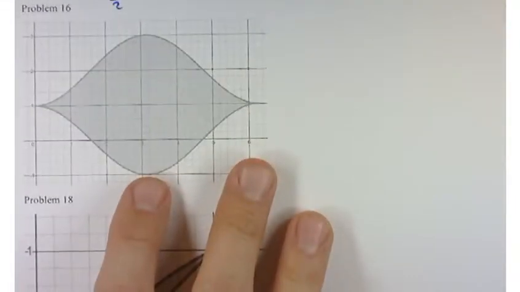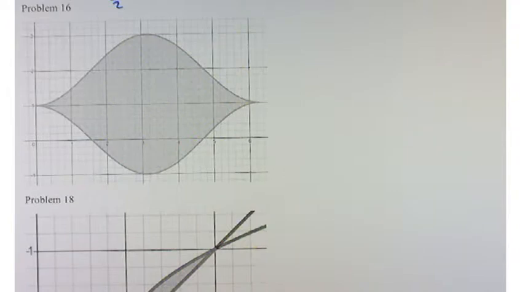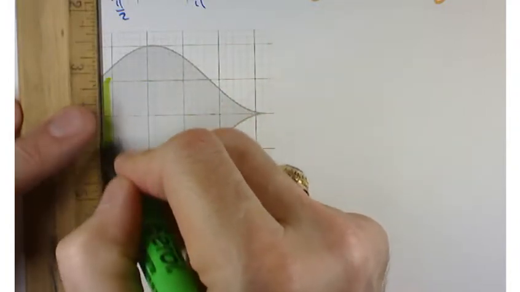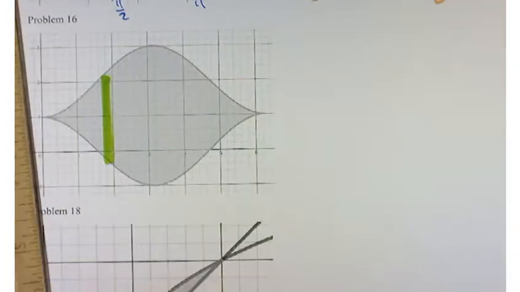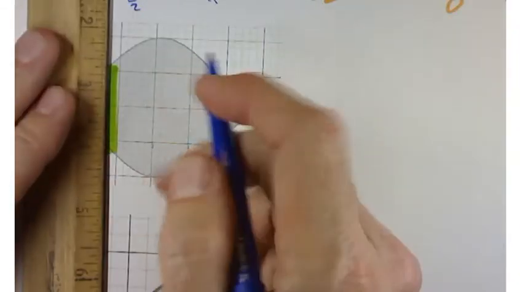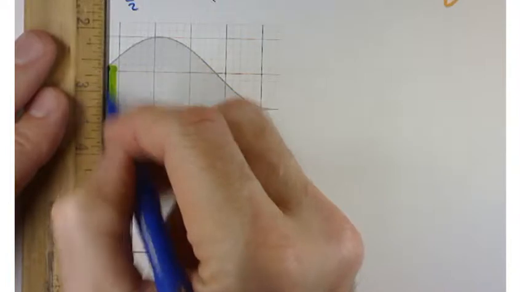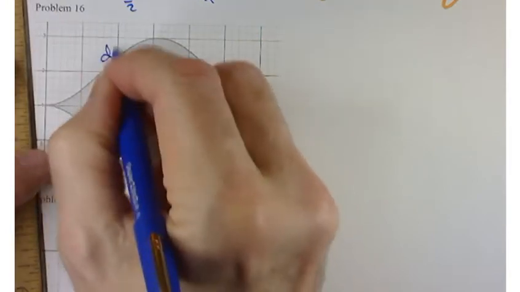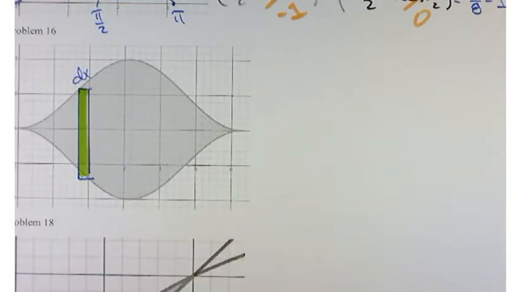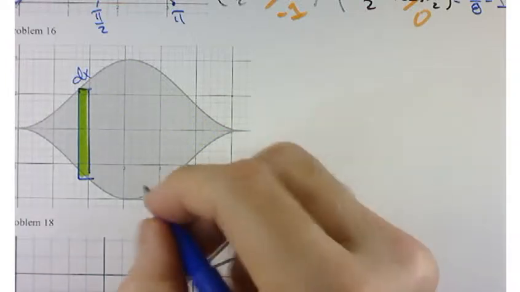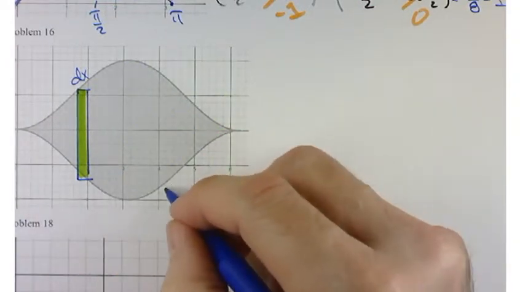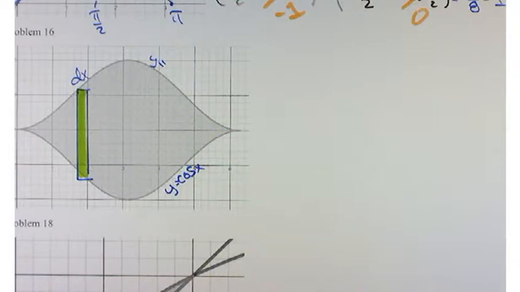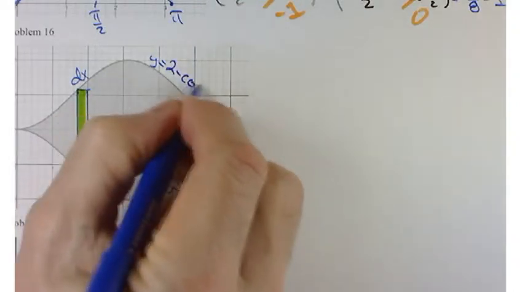Kind of like the last one, we're going to find this by drawing a little slice between these two curves. That slice is dx. And the bottom function is y equals cosine of x. The top function is going to be y equals 2 minus cosine of x.